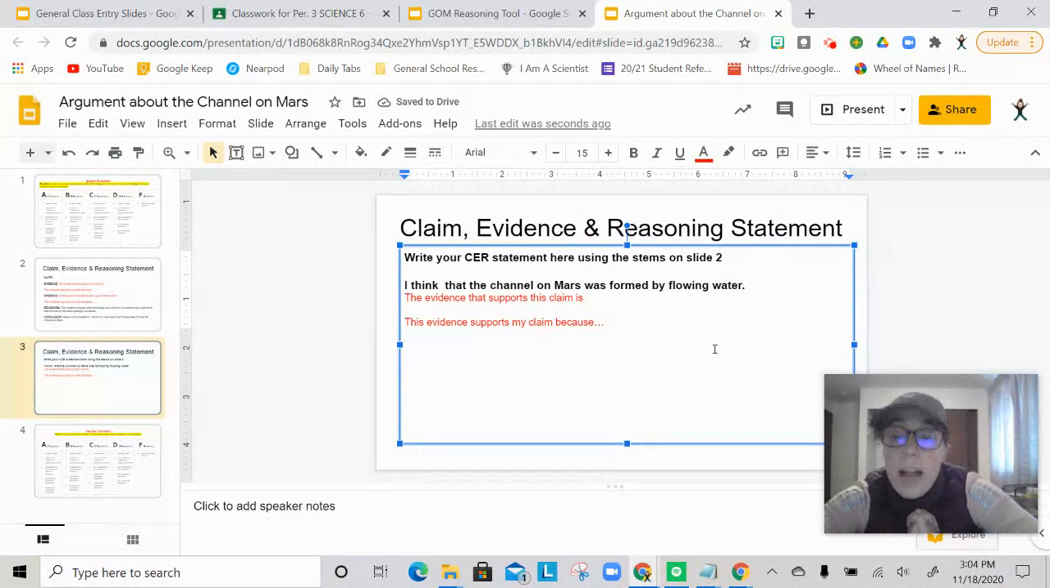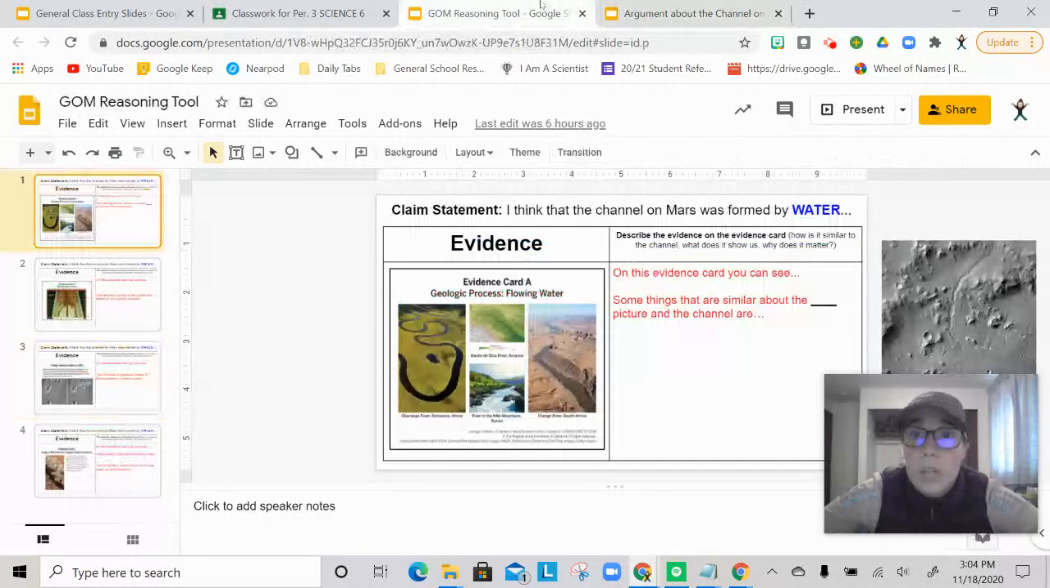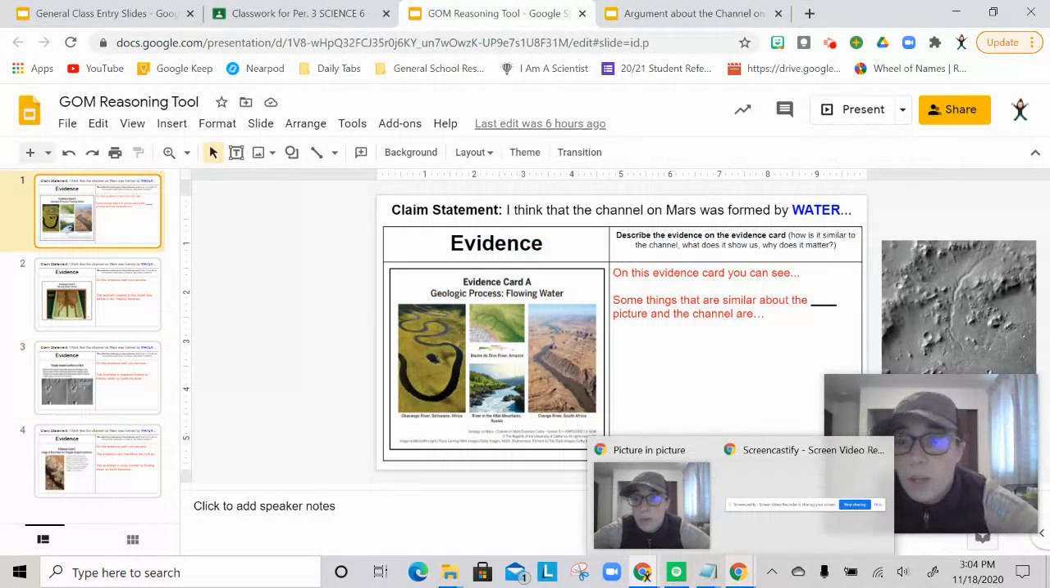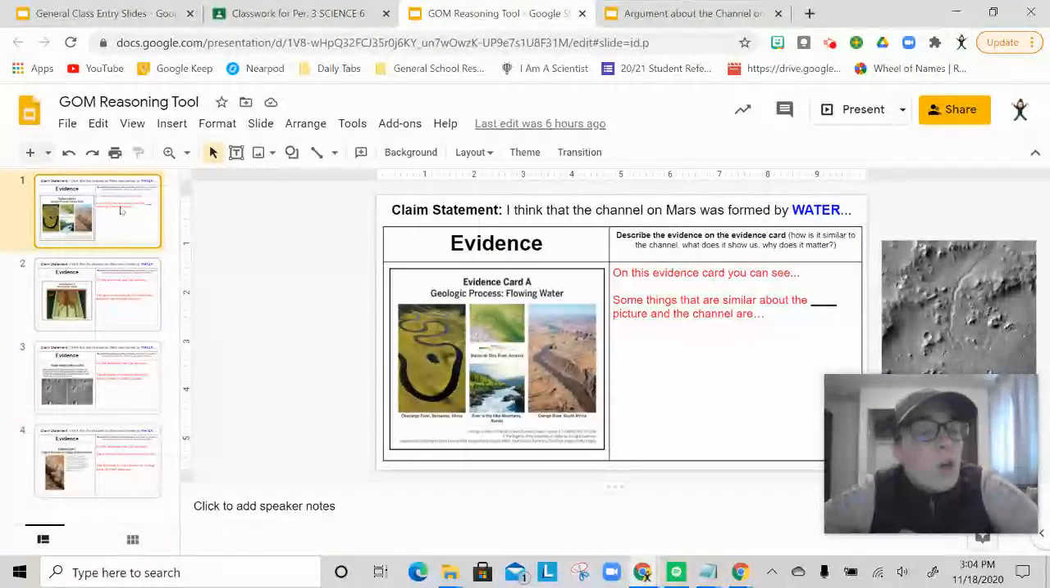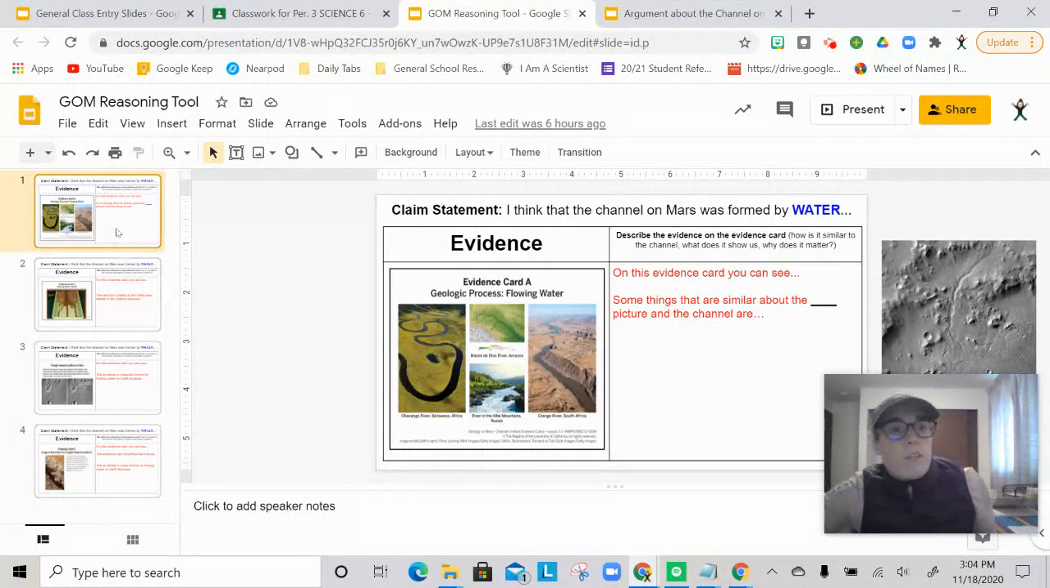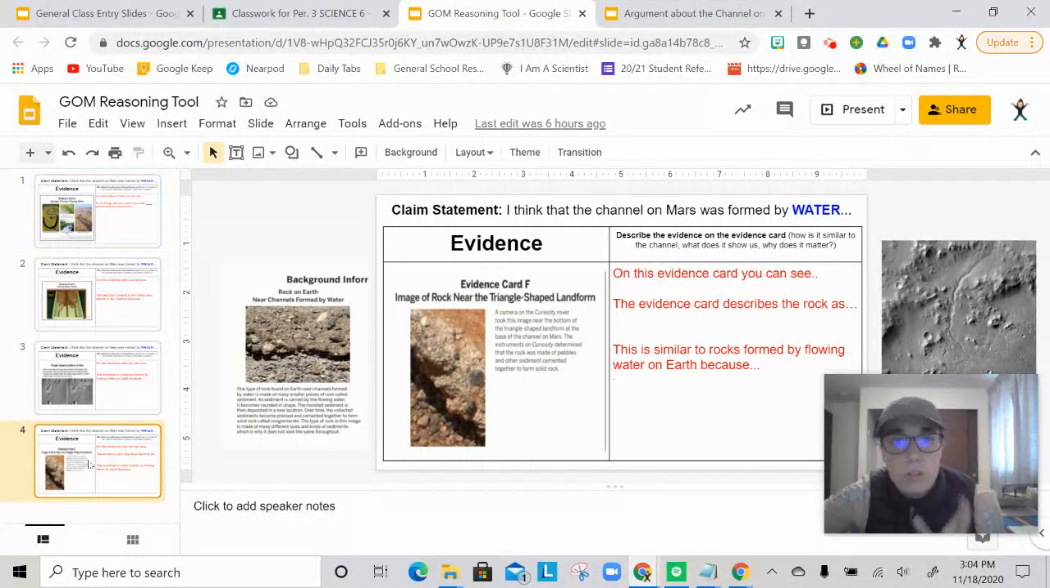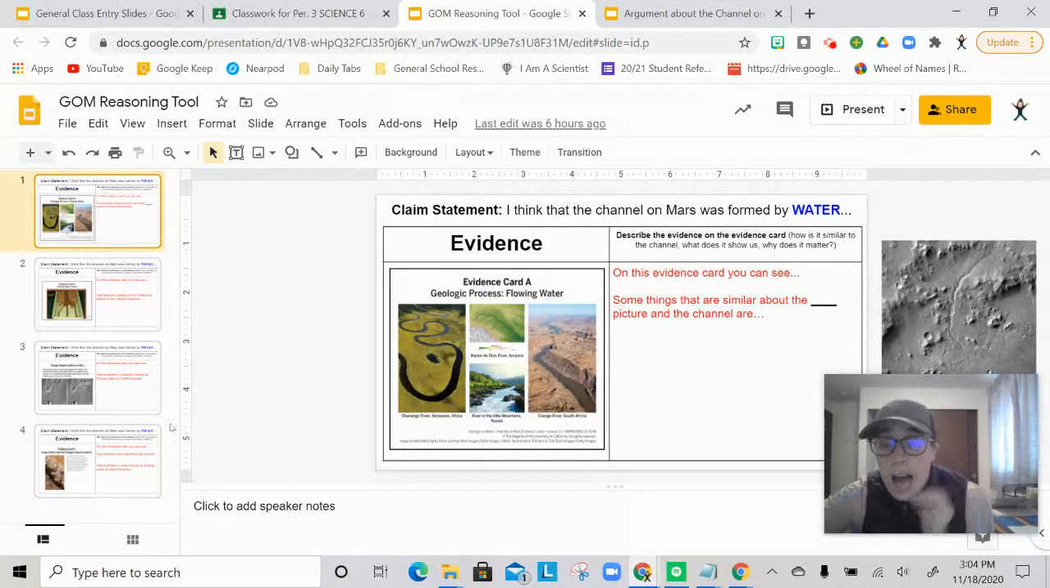When you choose your evidence, you want to use your reasoning tool to help you. This is where your reasoning tool comes in. So on your reasoning tool, if you're like, I really think evidence card A and F were the two best pieces of evidence, then those are the two slides that you want to use from your reasoning tool. So let's say I'm going to start with evidence card A.